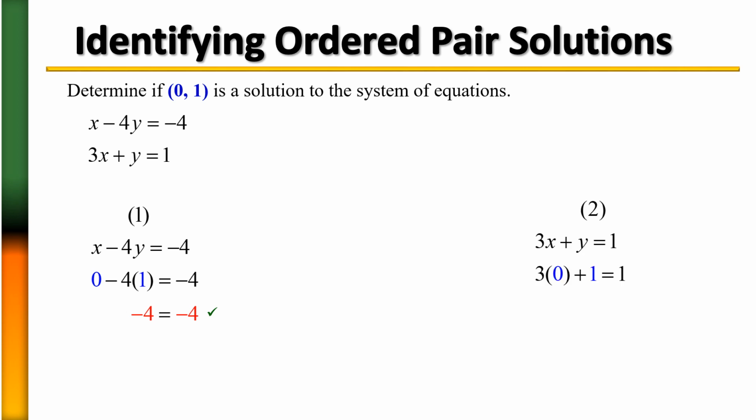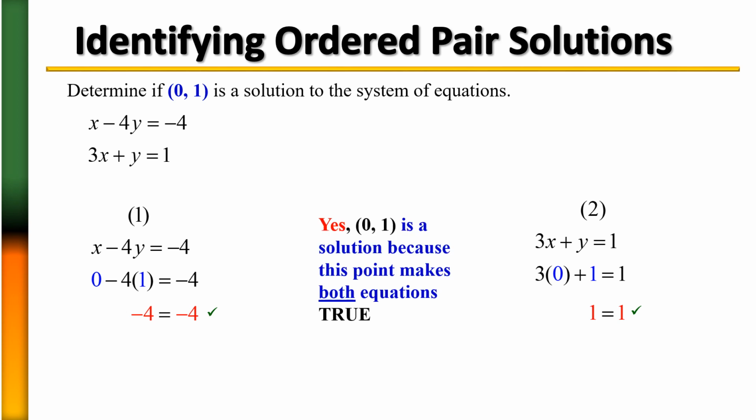When we do the math, we can see that that is a true statement. We're left with both sides being 1. 1 is equal to 1. Since both equations yield true statements, we can conclude that the ordered pair (0, 1) is a solution to the system of equations.